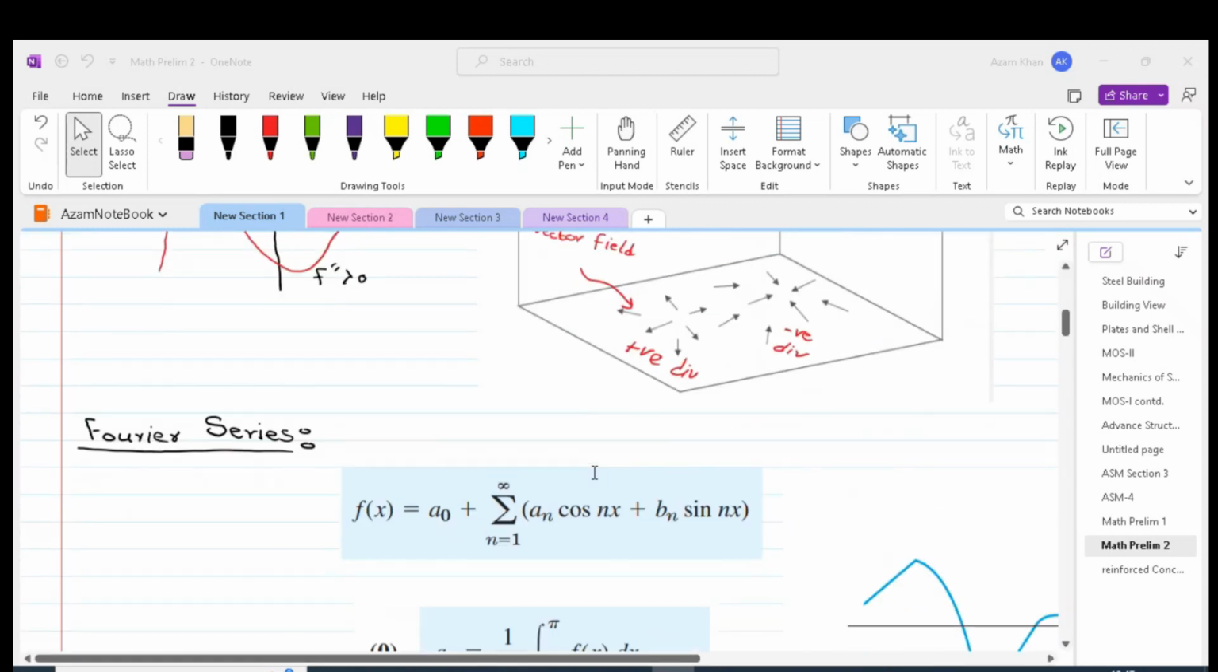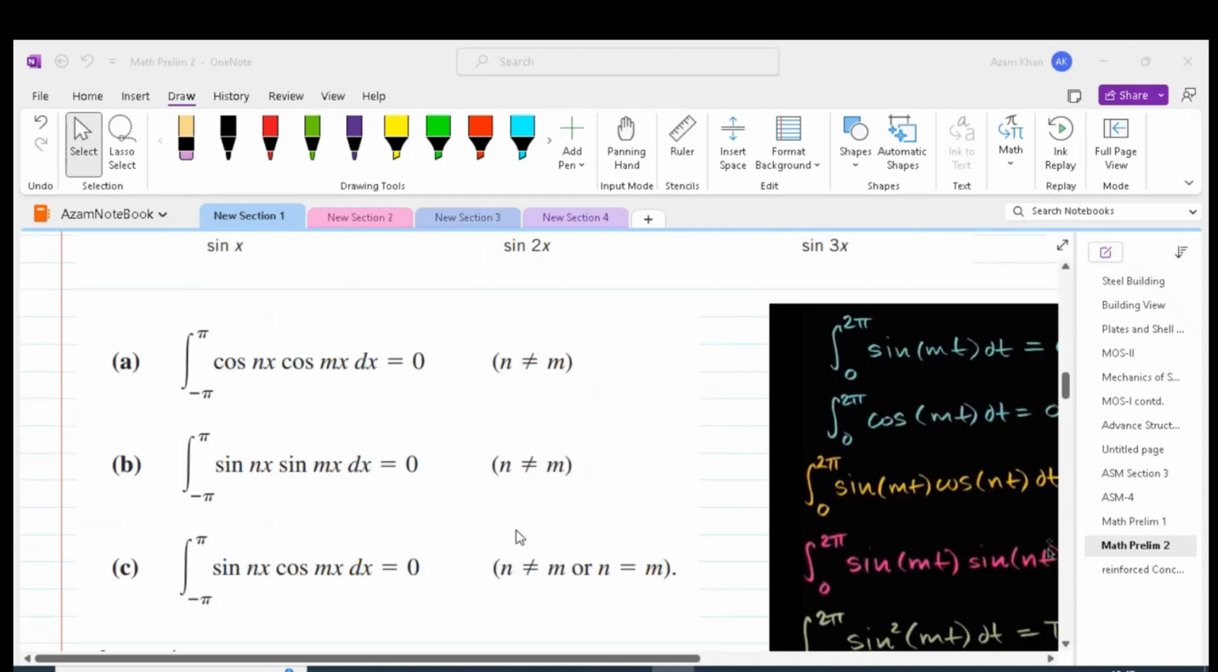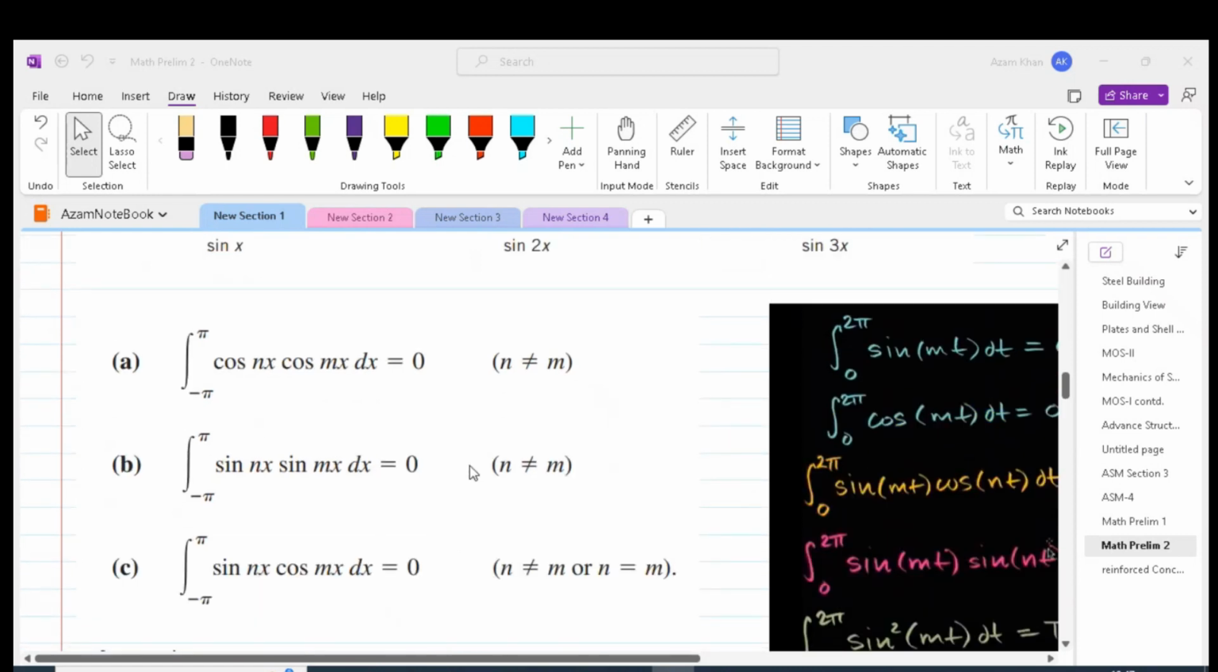Now, let us try to understand how these coefficients are derived. Before discussing the derivation of these coefficients, it is important to appreciate that there are some orthogonal trigonometric functions whose integrals are zero. For example, if we have trigonometric functions cos nx and cos mx, and we integrate their product between minus pi and plus pi, we will always get 0, and we can prove it by expanding this, as long as n is not equal to m.